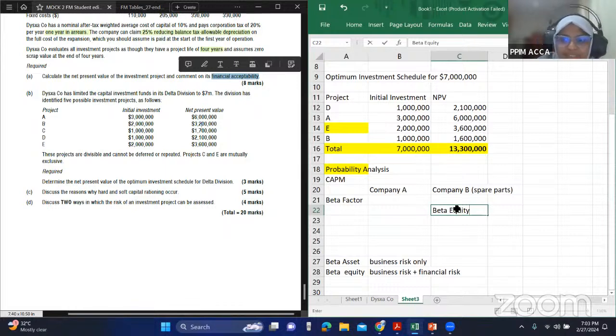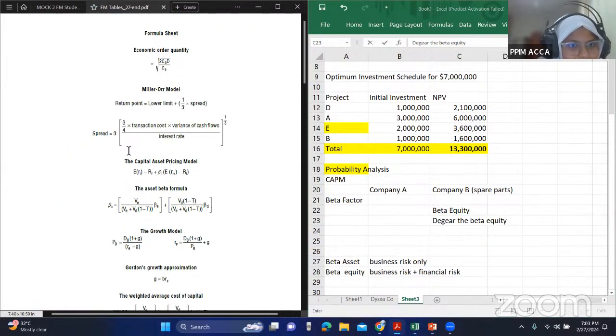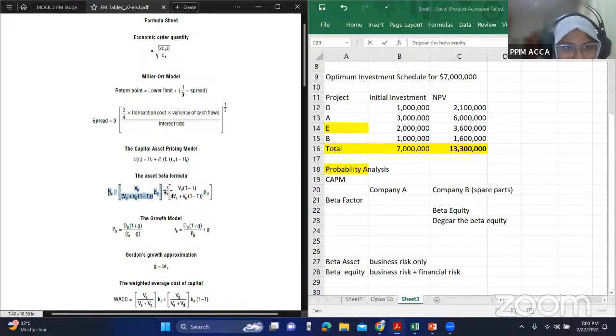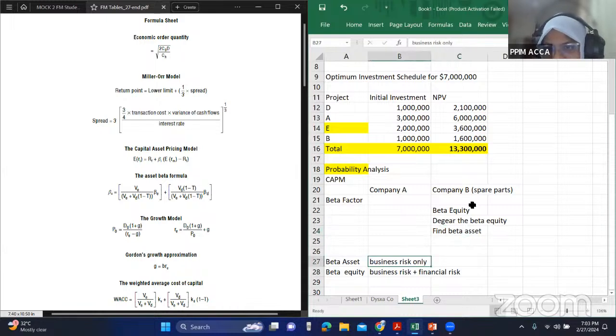So what you can do is de-gear the beta equity. There is an equation for that. Okay, the equation is given over here. I'll show you quickly. This one, the asset beta formula. If you use this, you can de-gear the beta equity to find the asset beta. Now, this asset beta is only reflecting the business risk of the spare parts business. So what you can do is use this asset beta for company A.